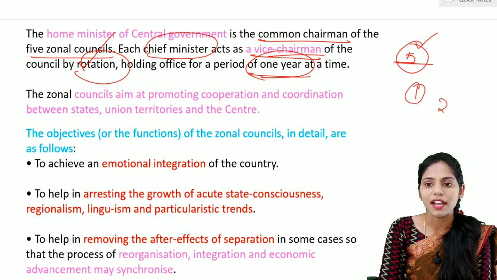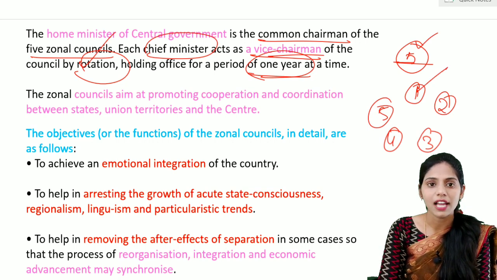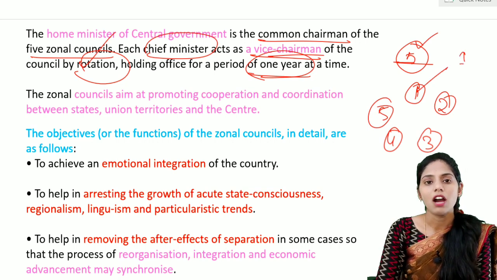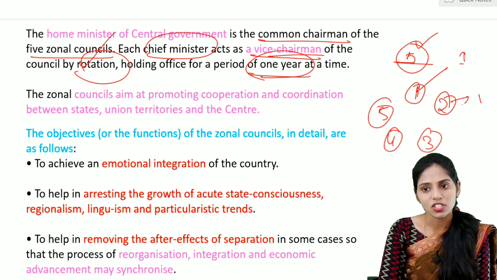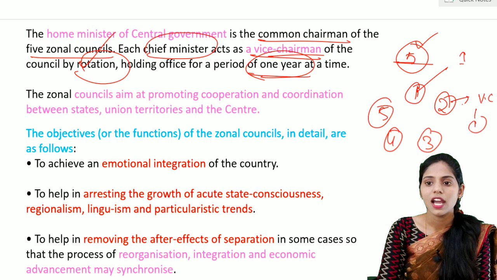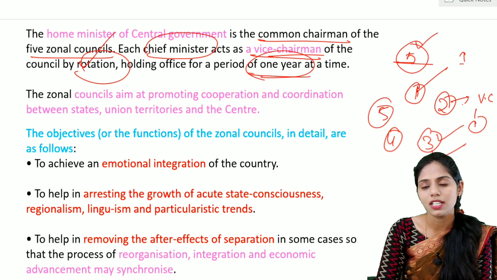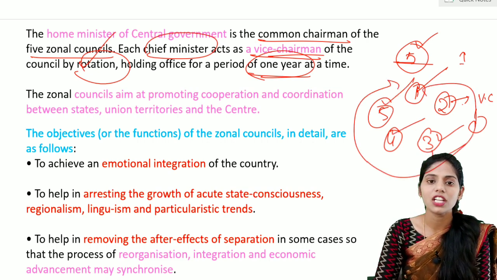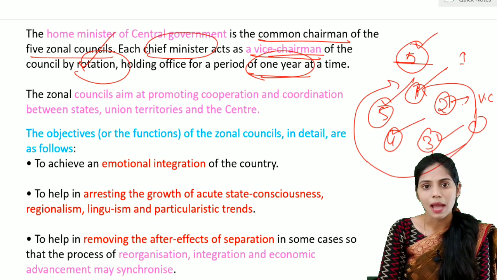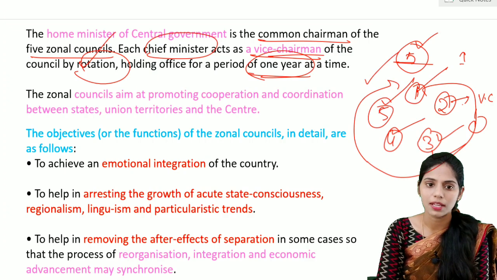For example, there are 5 CMs, 1, 2, 3, 4, 5 here. For the first year, the Chief Minister of the first state will act as Vice Chairman for 1 year. After the 1 year tenure, the second Chief Minister will act as Vice Chairman for 1 year. After this tenure, the Vice Chairman will be the third Chief Minister, and later on the 4th and the 5th. In this way, we see the rotation of the Vice Chairman under this Zonal Council.